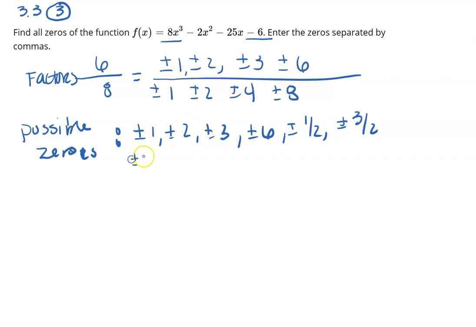All your numbers over 4, so 1/4. 2/4 would be 1/2, and it's already listed. 3/4, 6/4 would be 3 over 2, and we already have that. Then we have 1/8. 2/8 is a fourth, and so 3/8, and then 6/8 is 3/4, and we already have it listed. So these are all my possible zeros, and all my real zeros of this function will be in that list.